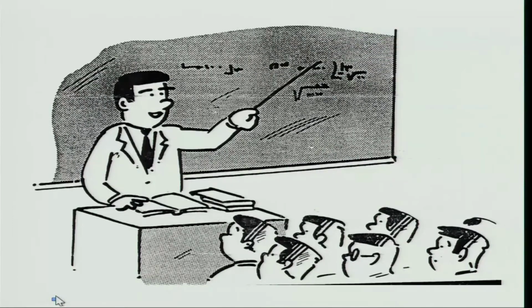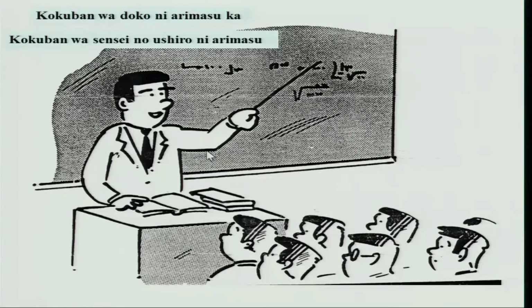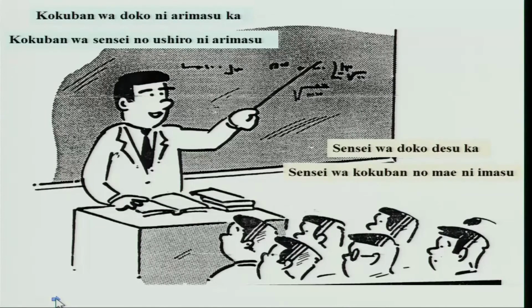Now, we did with sensei. How will you use arimasu over here? Kokuban, which is blackboard, wa doko ni arimasu ka? Kokuban wa sensei no ushiro ni arimasu, behind the teacher. And sensei wa doko desu ka? Earlier we did sensei wa doko desu ka, and there was another answer. Now, let us see what they have to say. Sensei wa kokuban no mae ni imasu. So, over here kokuban is the subject and over here sensei is the subject. So, with respect to sensei, where is the kokuban, where is the blackboard?